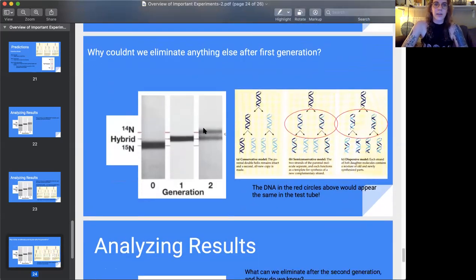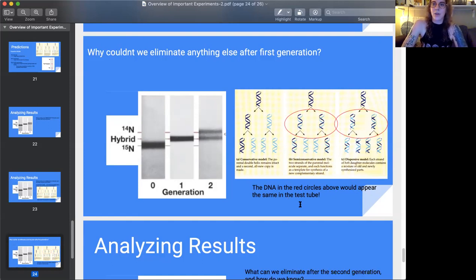Okay, so now we look at generation 2 and we say, okay, we went from this hybrid line, and now we still have a line at the hybrid line, but now we have this new band at the N14, the lighter isotope. And immediately you should be like, okay, we can eliminate the dispersive model, because remember we just said it was hybrids all the way down. You're never going to get anything but hybrids for this model. So immediately we can eliminate the dispersive model.